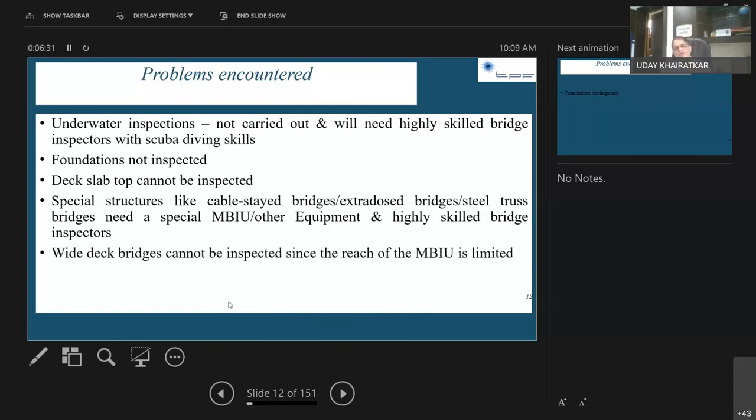Wide deck bridges also cannot be inspected because the reach of the MBIU is limited to about 7.5 meters. So if you have a structure of more than four lanes, it's slightly difficult to inspect the entire bridge. Two lane bridges are also slightly difficult because the MBIU is parked on top of the bridge, one lane gets closed and there is a traffic stall. The road is very busy.